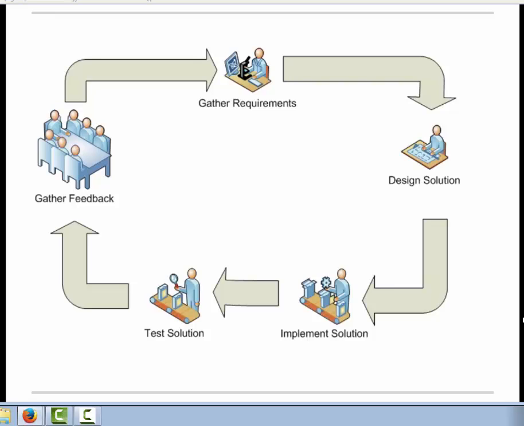We of course still need to gather requirements. In other words, what are we being asked to do? We then design a solution, we implement it, we test it out, and we gather feedback. But what separates us from the waterfall model is the repetition.